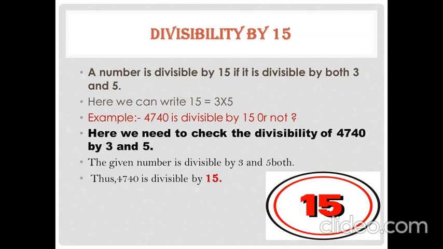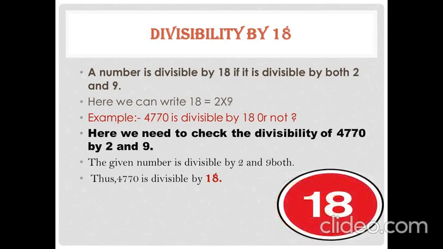On one's place there is 0, so simply, it is divisible by 5. To check whether it is divisible by 3 or not, the sum of all the digits of 4740 is 15, because 4 plus 7 plus 4 becomes 15, and 15 is divisible by 3. So the given number 4740 is divisible by 15, because this number is divisible by both 3 and 5.